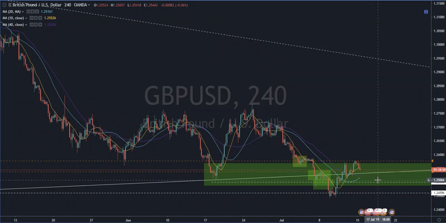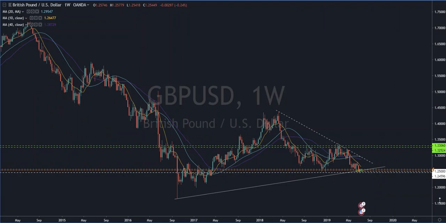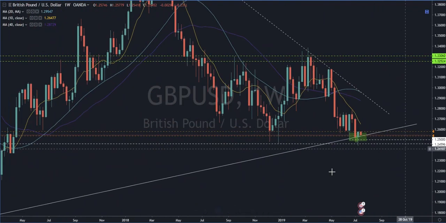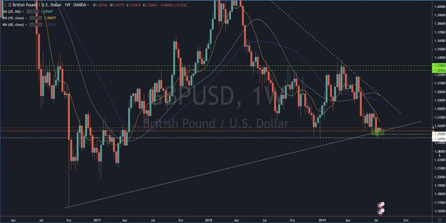Right, so pound dollar. Our bias for a lot of the pound pairs, really, but pound dollar is long but cautious. Now, I said last week that we wouldn't be interested in getting involved in any long positions until we saw a strong close. Just bear with me a second. Zoom out a bit first, actually.